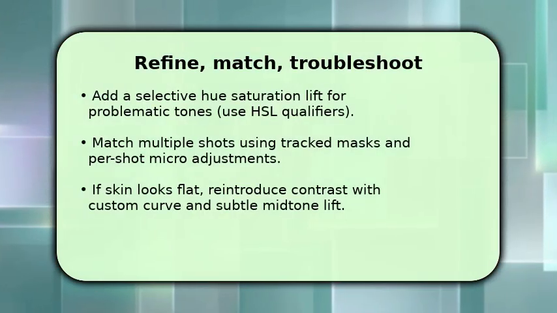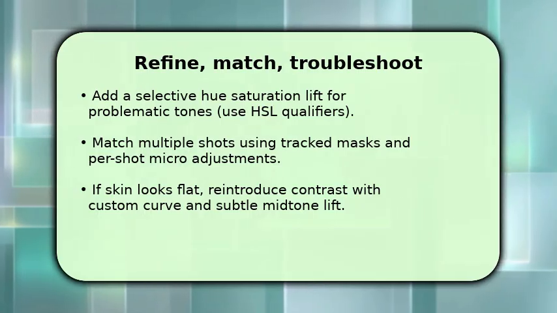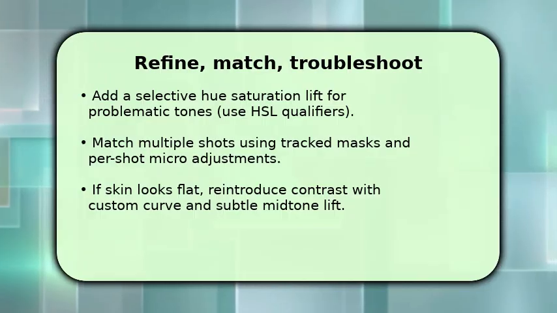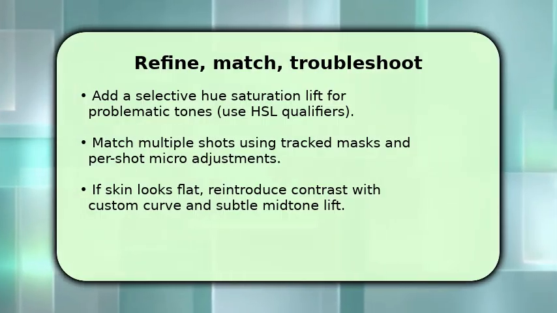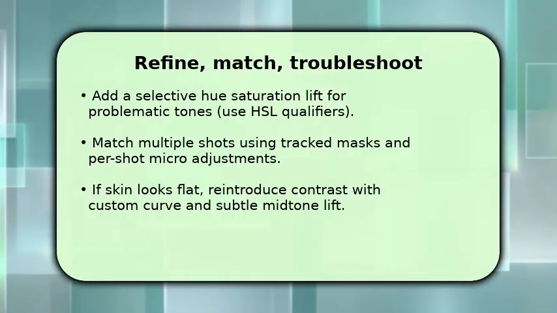Finish by refining. Isolate residual hues with an HSL qualifier and pull only the problematic range toward the desired tone, then increase saturation slightly so skin looks alive. If you have multiple shots, track masks and copy node chains, then micro-adjust per clip to match.